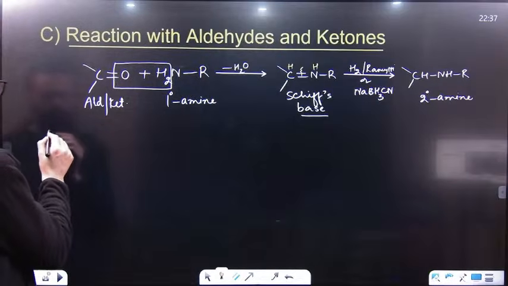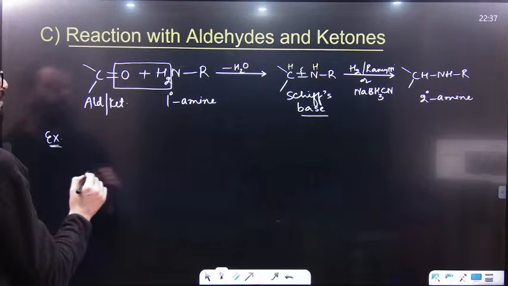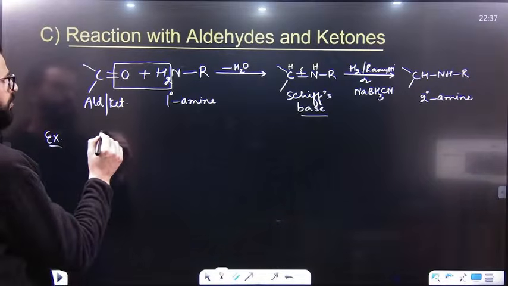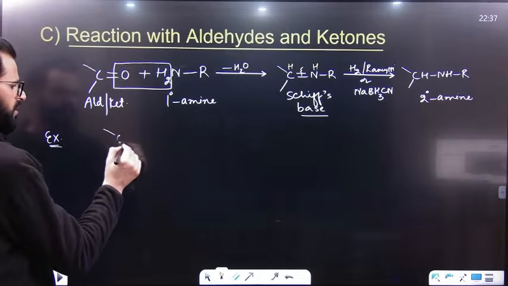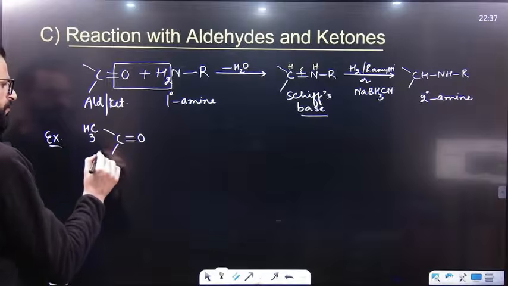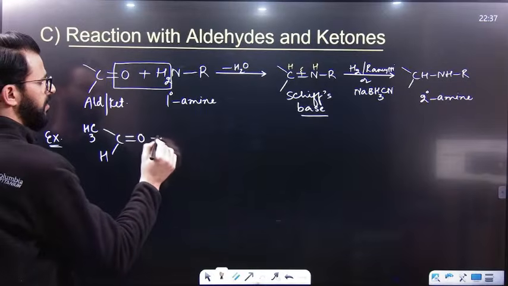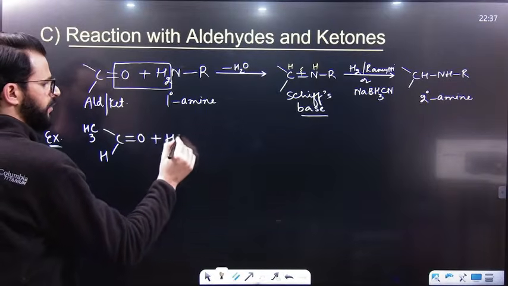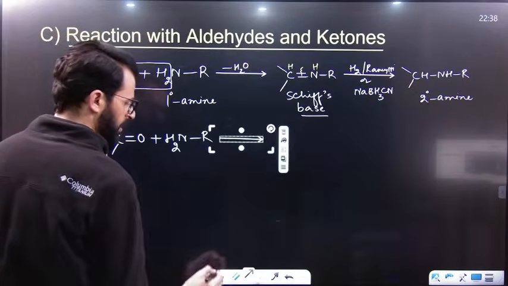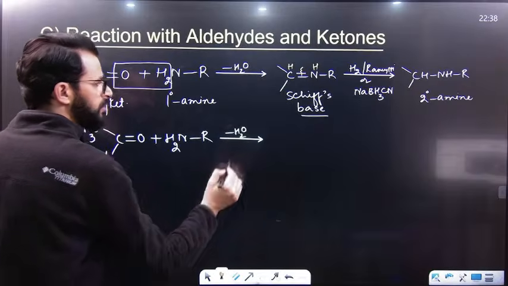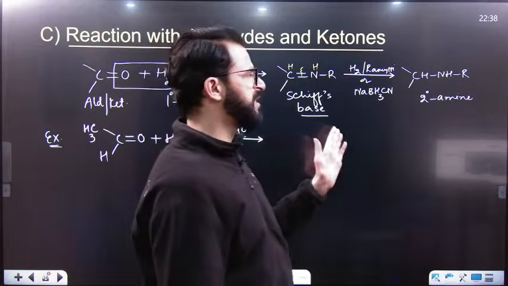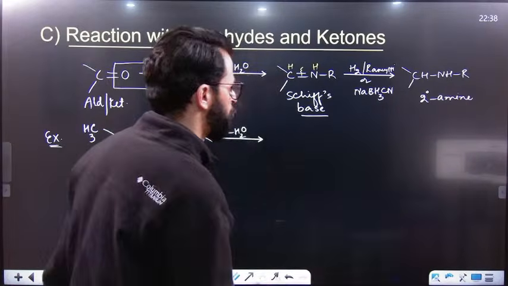Now, let me know what will be the product of this reaction. Let me know in the chats. If you are having an aliphatic aldehyde reacting with this, then what will be the product? Whatever will be formed over here, that means a Schiff's base, we will not reduce that to a secondary amine.